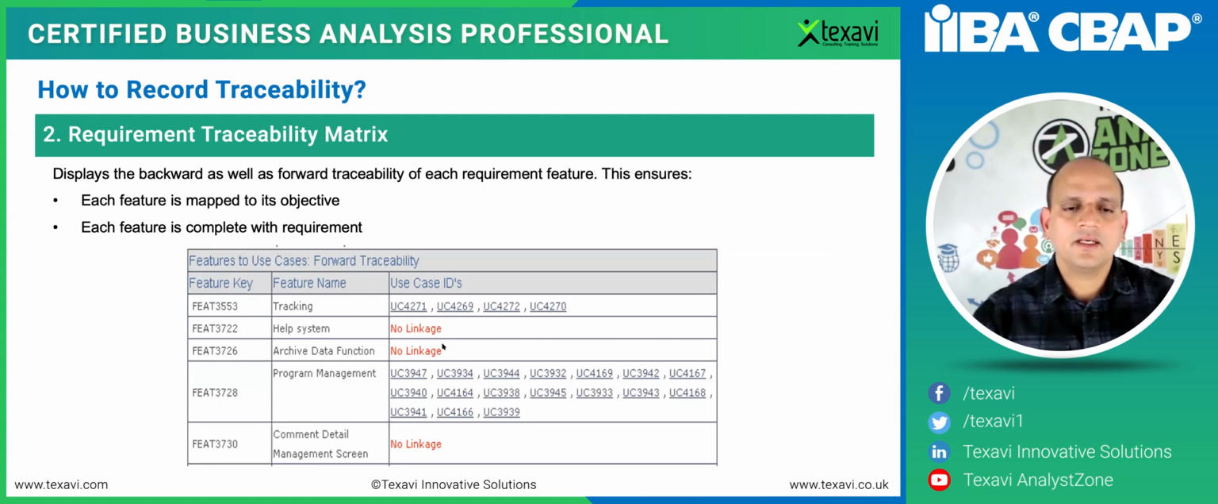So this is a snapshot of how it would look in a requirement traceability matrix. It's called RTM. We used to maintain it even in an Excel spreadsheet. Essentially, this is a snapshot from one of the tools called Rec Pro, Rational Requisite Pro. So you've got feature key, feature name, or feature or requirement. And then the feature name, what is the description of that: tracking, help system, admin, archive. And then use case IDs.